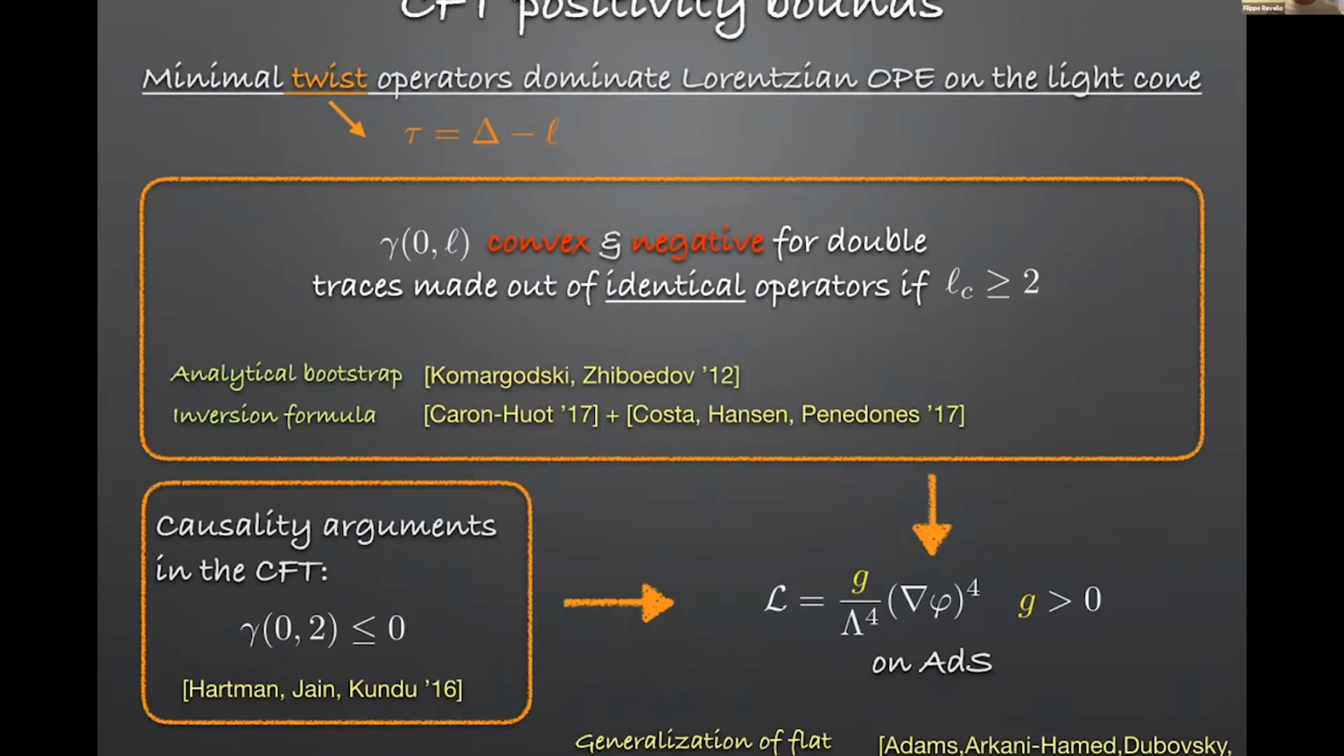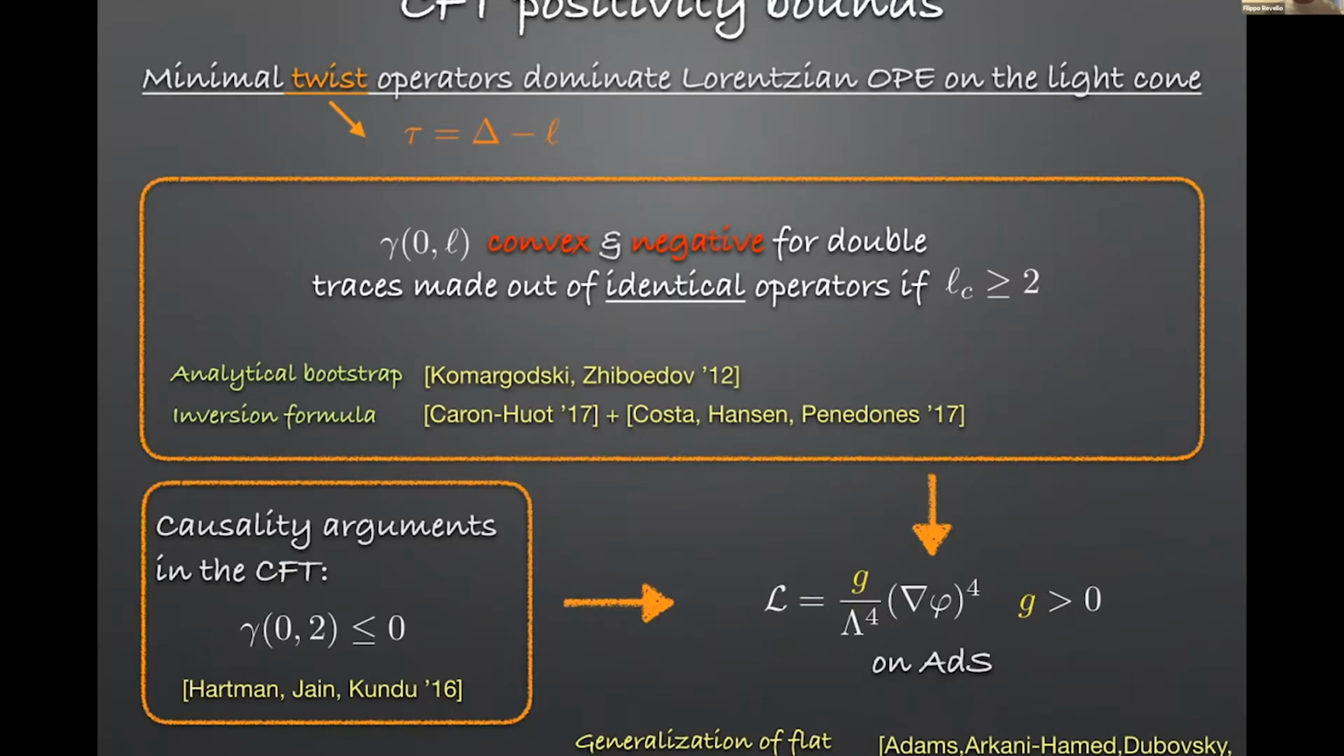So to cut the story short, under some assumption, which I'll skip now here, the anomalous dimensions gamma 0L for identical double trace operators made out of identical scalars have to be convex and negative for spins higher than 2. And this was proven both in the context of the analytical bootstrap and also using the Lorentzian inversion formula. It was also proven in different ways using causality arguments in a CFT, for example.